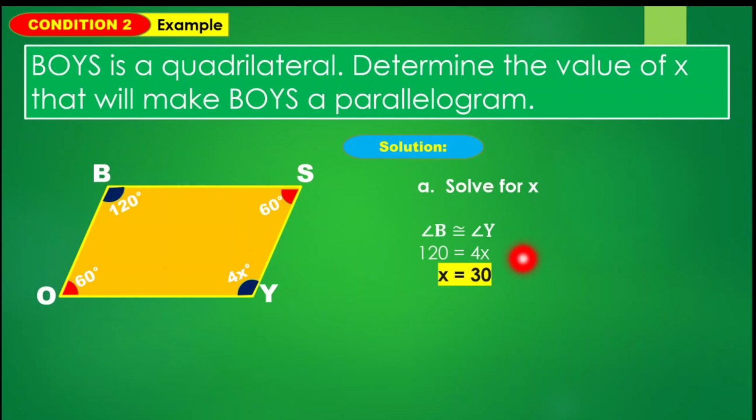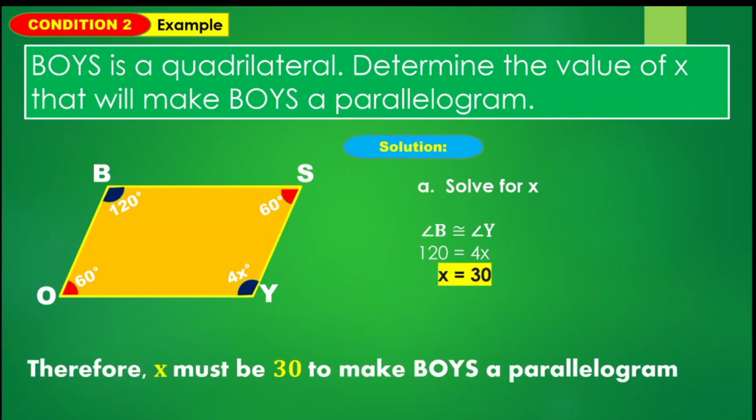So what shall we do? We are going to divide both sides by the numerical coefficient of x, which is 4. So dividing both sides by 4, you would have it there. 120 divided by 4 will give you 30. Okay, so the value of x is 30. So x must be 30 to make BOYS a parallelogram. Why? What is 4 times 30? That is equal to 120.